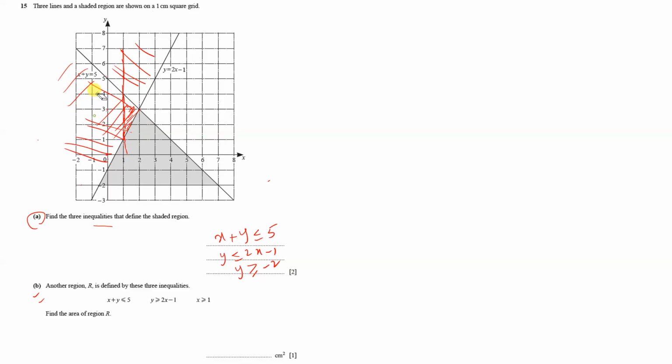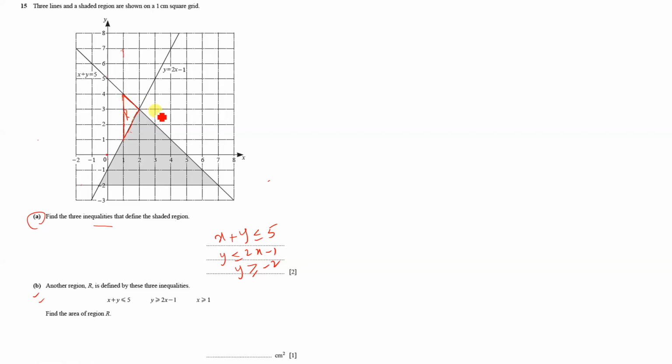So the common region is, let me erase everything else. So this is the common region, which is the region R. So let me draw this. x is equal to 1, and this line and this. And this is the region R. Okay. Find the area of region R.